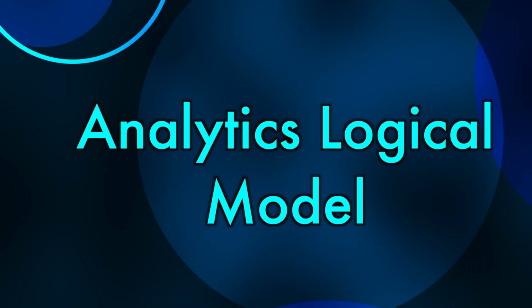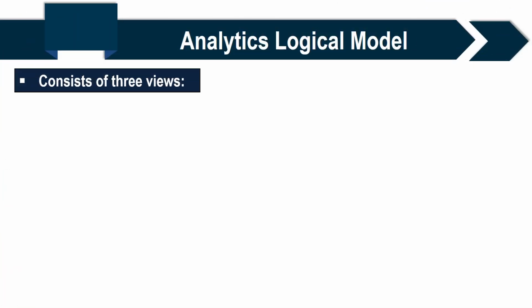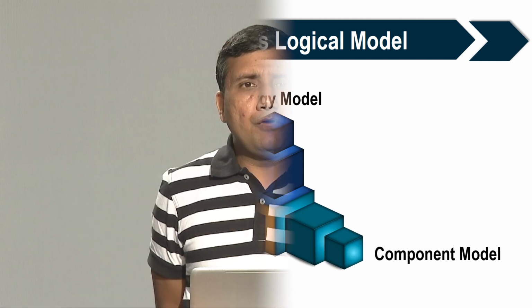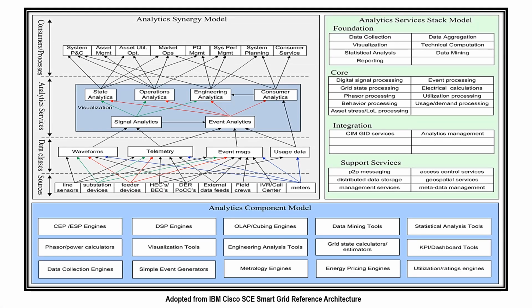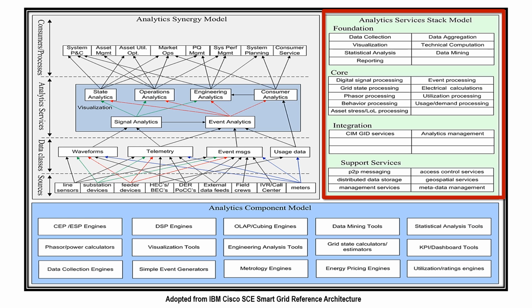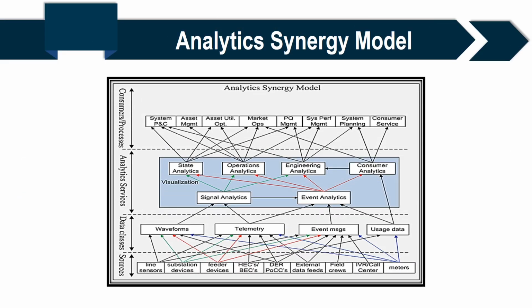Analytics logical model. It is a logical view of analytics deployed on smart grid. It has three components: synergy model, services stack model, and the component model. We'll look at the synergy model in detail. The synergy model illustrates the key concept of smart grid architecture, the manner in which data sources from the grid produce data which, when processed in multiple ways through multiple analytics, can support multiple business outcomes.